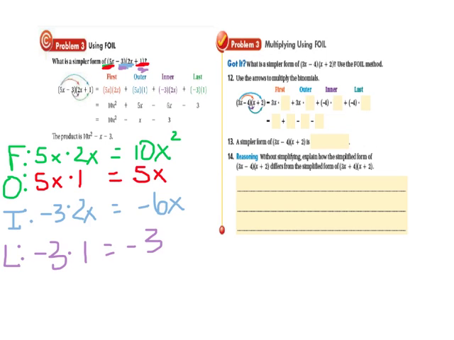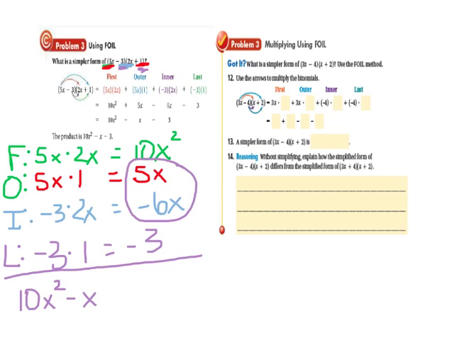And then we go ahead and combine our like terms. There are only 10x squareds, so we go ahead and keep those. But notice these two here are like terms. So positive 5x plus negative 6x gives me negative 1x, which I can write just like this, and then minus 3, and that's my answer. Go ahead and pause the video and try foiling for problem 3.